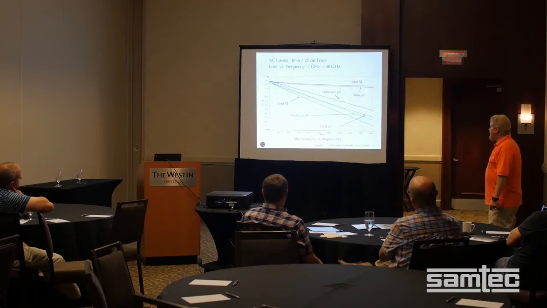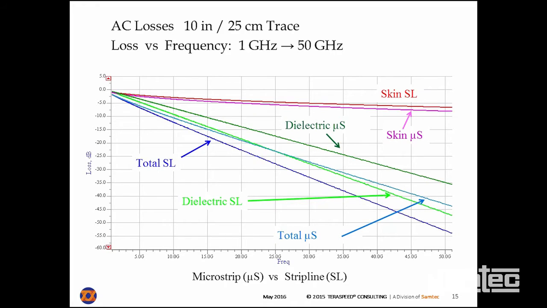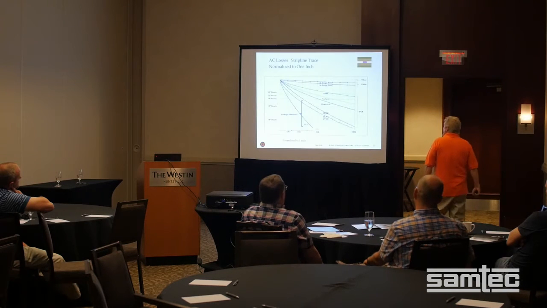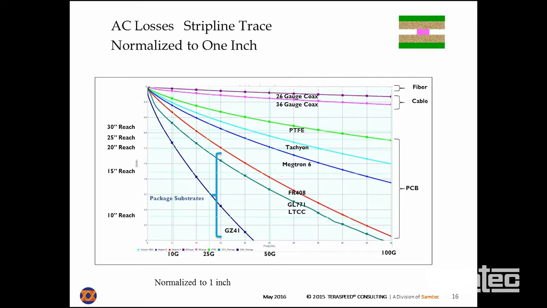If you're going slow, you don't care as much. It's when you start going faster and faster. This is a chart that Scott made for us. We call them reaches. In other words, what length do you need to go if you're designing some backplanes or cards that are very fast?